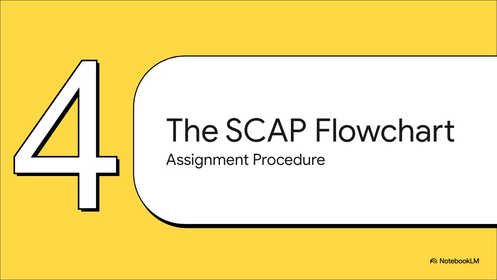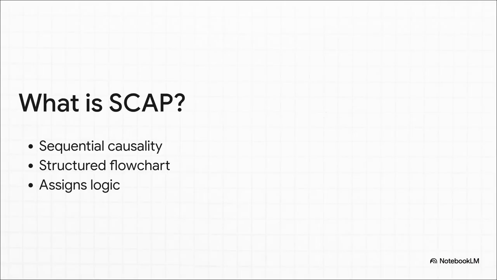But how do we scale this up for an entire system? That leads us to part 4, the SCAP flowchart method. Let's turn everything we've learned so far into a highly practical, step-by-step procedure. To apply the causal stroke across a really complex, multi-layered system, researchers rely on an algorithm known as SCAP. SCAP stands for the Sequential Causality Assignment Procedure.